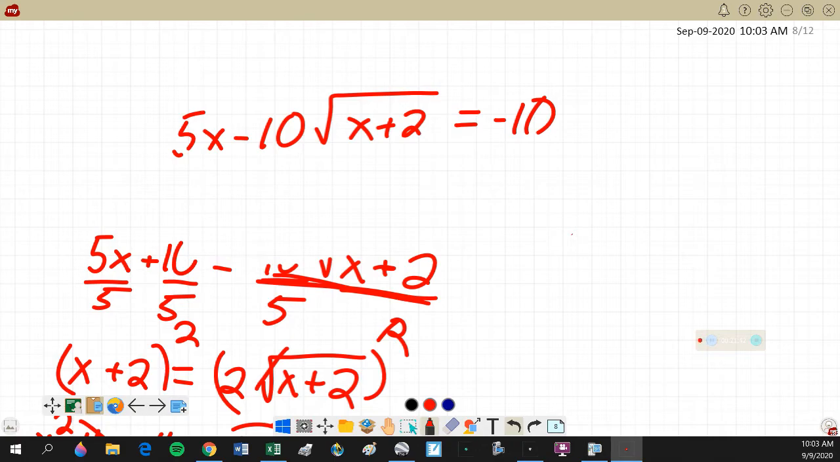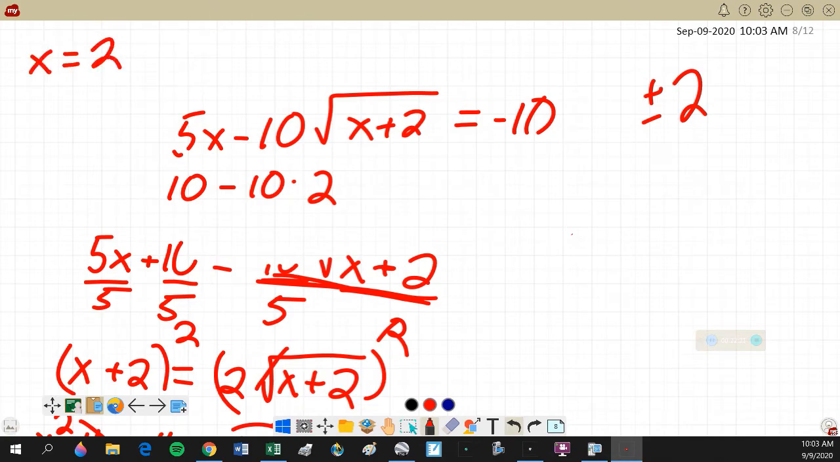So let's test plus or minus 2. Okay. We stick in 2. 5 times 2 is 10 minus 10 times the square root of 2 plus 2 is 4. So that's the square root of 4 is 2. Is 10 minus 10 times 2 equal to negative 10? Maybe we should write that out. So 10 minus 10 times 2, does that equal negative 10? Yes. So x equals 2 is a valid solution.